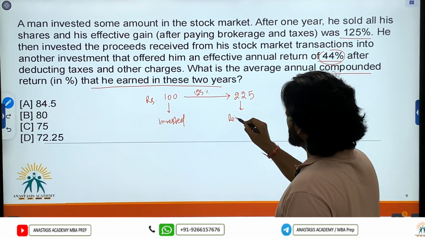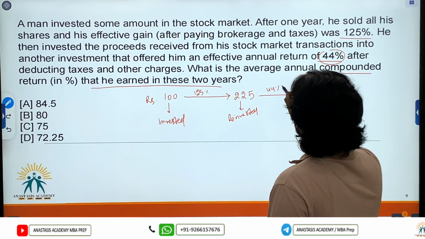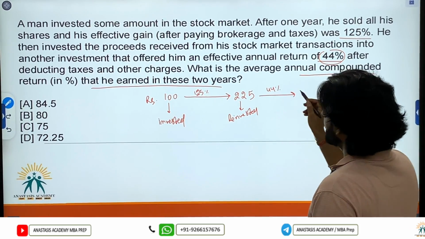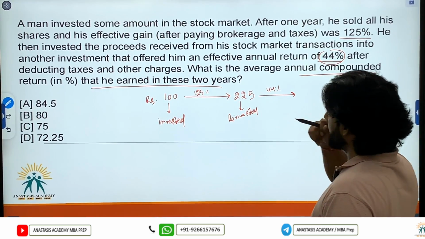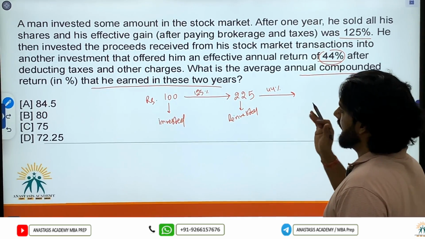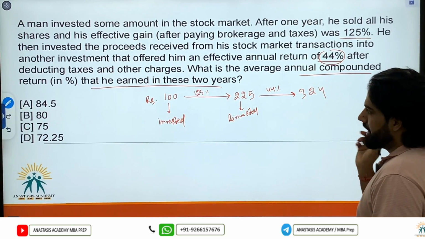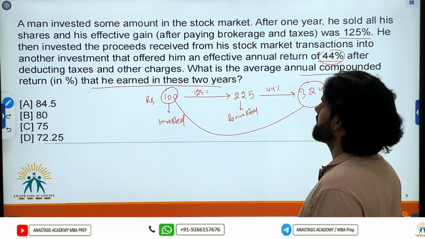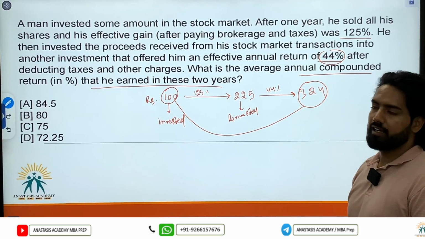So he reinvested this amount and his gain was 44% in the second year. So this becomes a 44% increase: 40 plus 4, that is 90 plus 9, 99, that is 324. So in 2 years his amount has grown to 324 from 100, right?